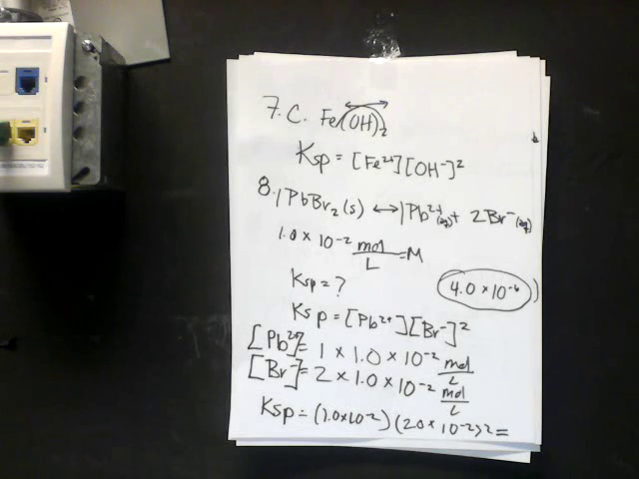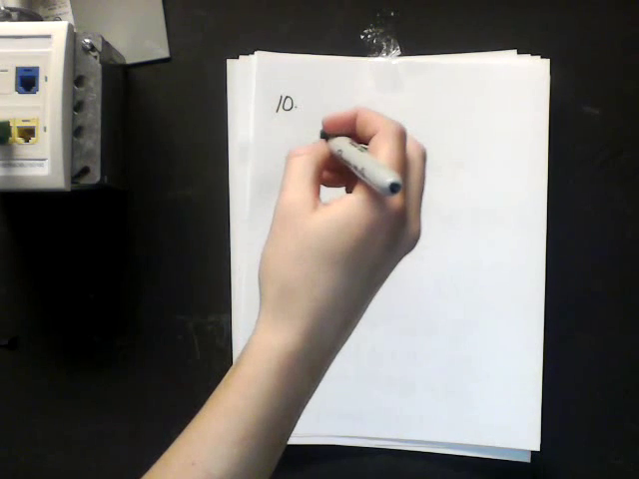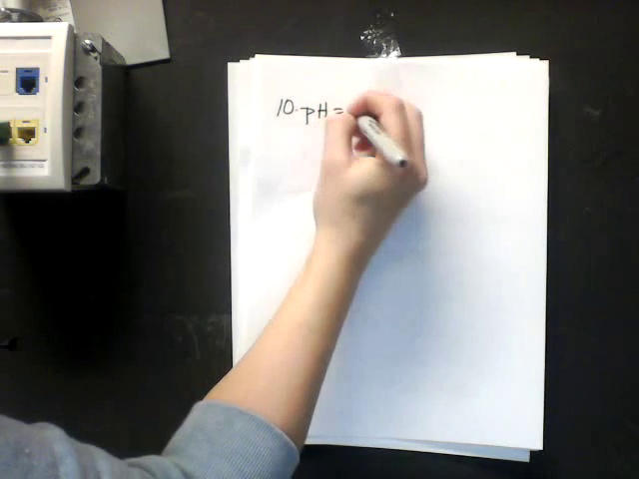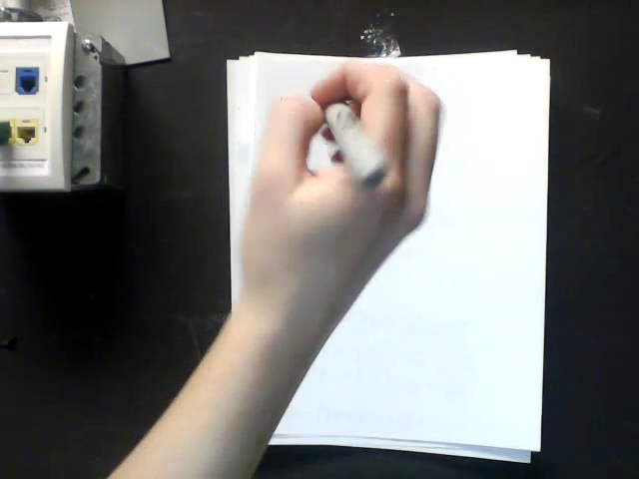Number 10, calculate the pH of a saturated solution of calcium hydroxide with a Ksp. So how did I know not to use an ICE chart or do what we've done before? Well, it's giving me Ksp in this question, right? So number 10, calculate the pH of a saturated solution of calcium hydroxide. Looking for pH with a Ksp.